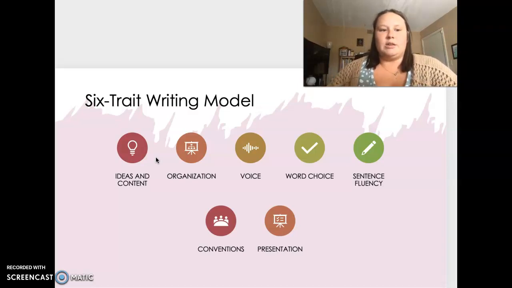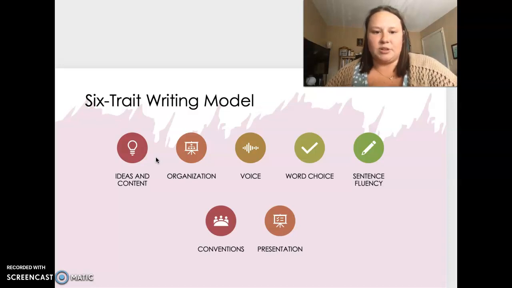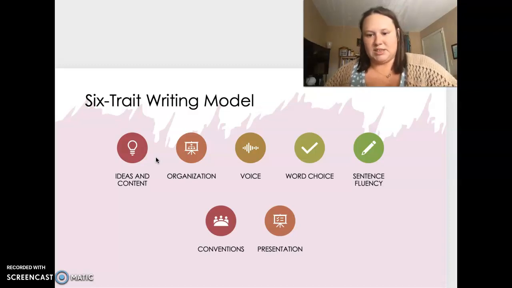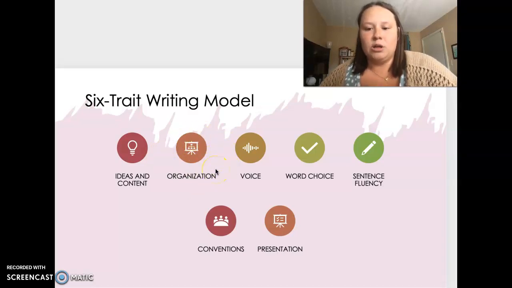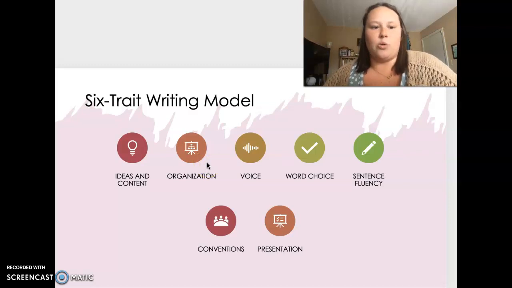Whenever Oregon and all the other schools that adopted this score it, they're going to make sure that the ideas are clear, focused, complete, and well developed with specific details. So then the next trait is going to be organization. Organization looks at how well the flow is of the paper and the information that's in it.